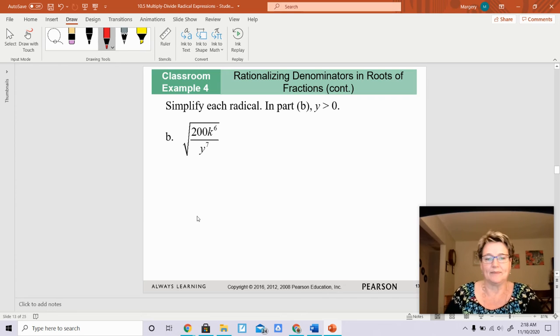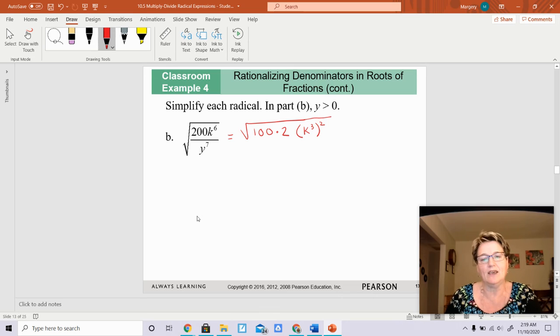Simplify the radical. Now, once again, that we've done in the past, I'm going to just break these up because it just makes it easier. So that's going to be 100 times 2. And then this is going to be, remember it's square root, so I need this to be in the form of a square.